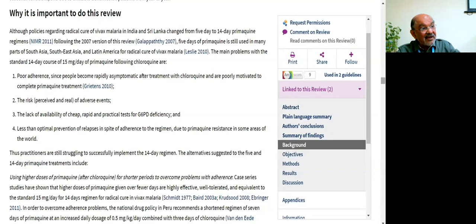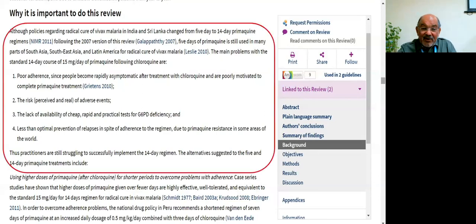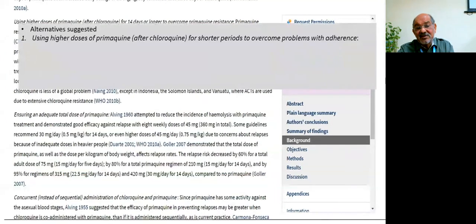Many people don't take the tablet because, after 24 hours, fever is gone. That's one issue. Second is some people are worried about G6PD deficiency. Then the third is that very often because the G6PD tests are not done, for example, the Pashtuns in Pakistan have G6PD deficiency. So they don't give them primaquine at all. And then also in some parts of the world, there is primaquine resistance. So there have been a lot of different alternatives people are suggesting.